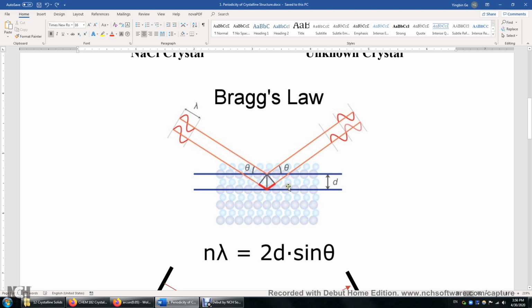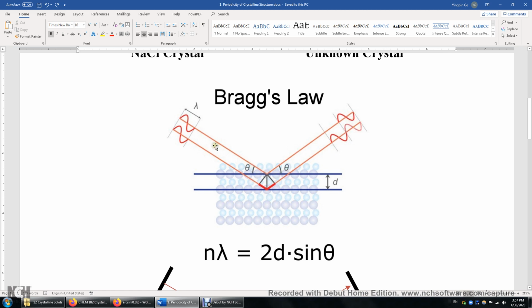However, for the second beam and the first beam to be in phase after this so-called diffraction, the second beam has to travel either one wavelength or two wavelengths or three wavelengths, anyway, an integer multiple of wavelengths longer than the first beam. So that means this d sine theta plus this d sine theta, therefore 2d sine theta, has to be 1 lambda, or 2 lambdas, 3 lambdas, or 4 lambdas longer than the first beam, so that these two beams are still in phase after this diffraction.